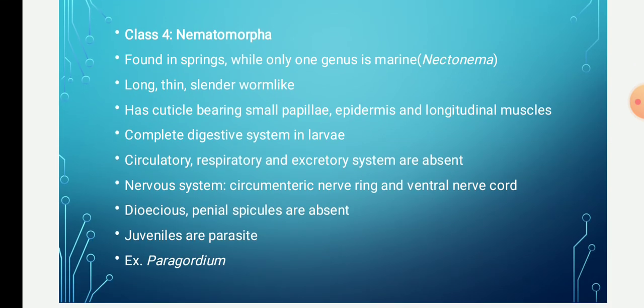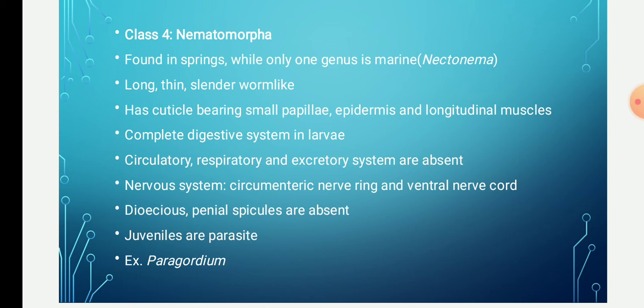The next class is Nematomorpha, class 4. They are a group of Aschelminthes that includes hair worms found in springs, whereas only one genus, that is Nectonema, is marine. Body is long, thin, slender and worm-like.